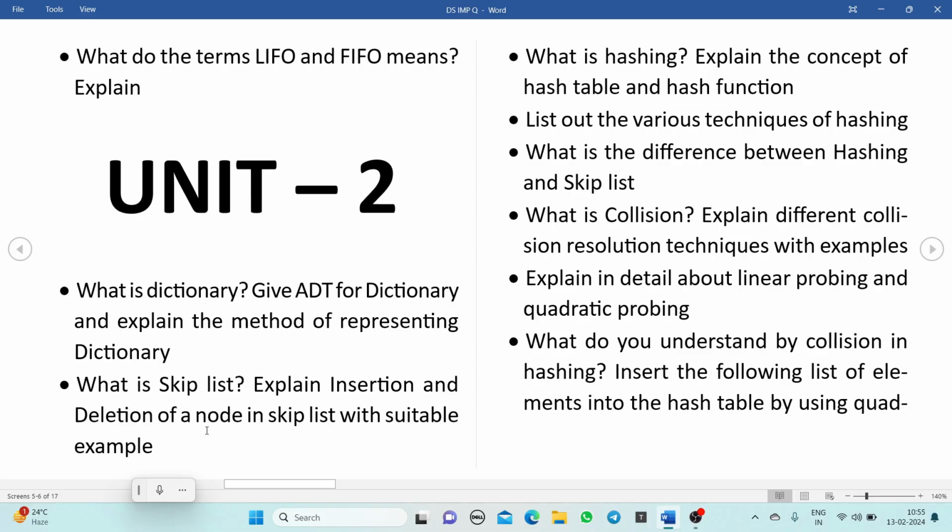So compulsorily you will get one question regarding the skip list. So skip list is said to be one of the important topics from unit 2, and so don't leave any topic related to the skip list.